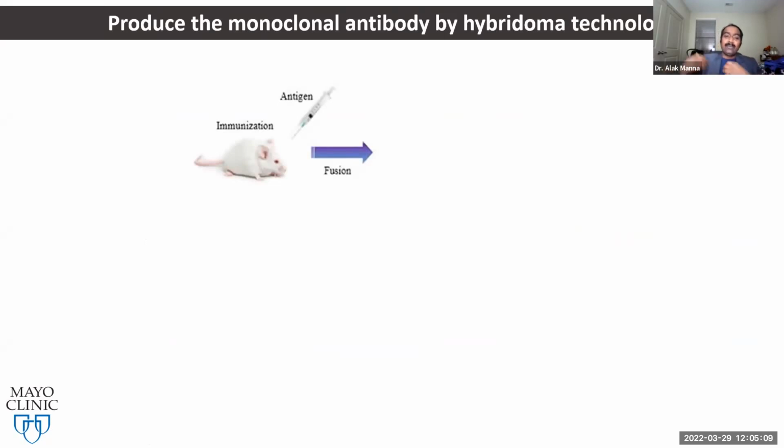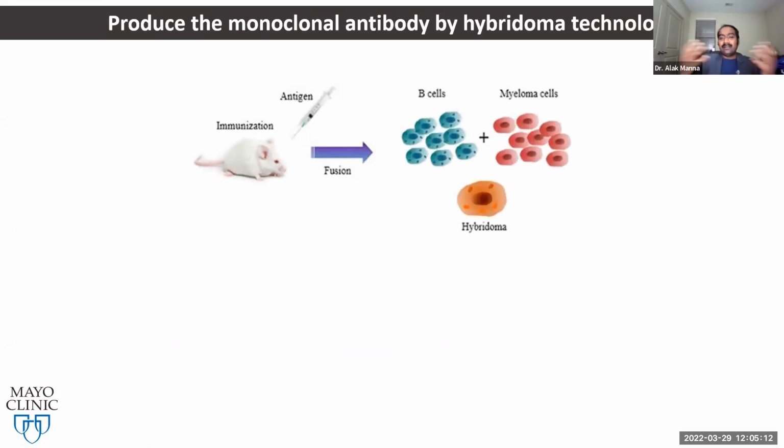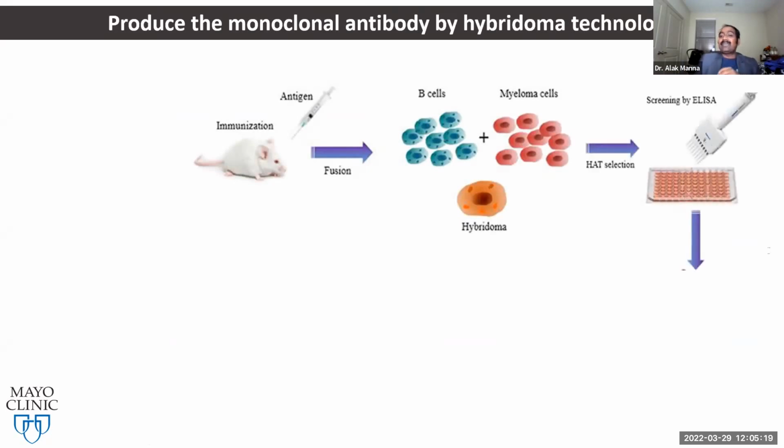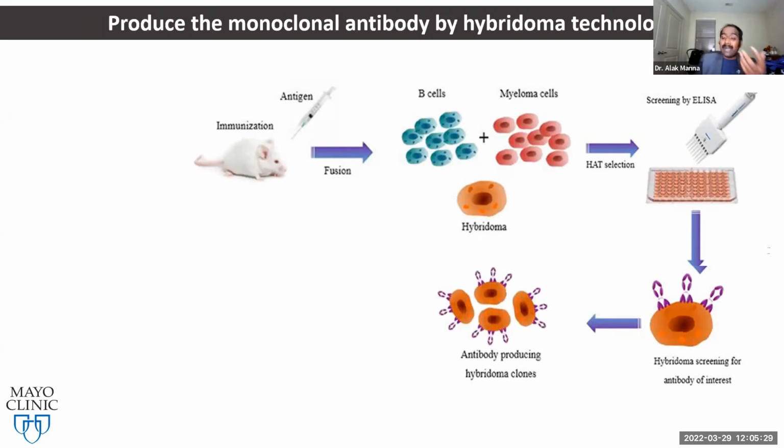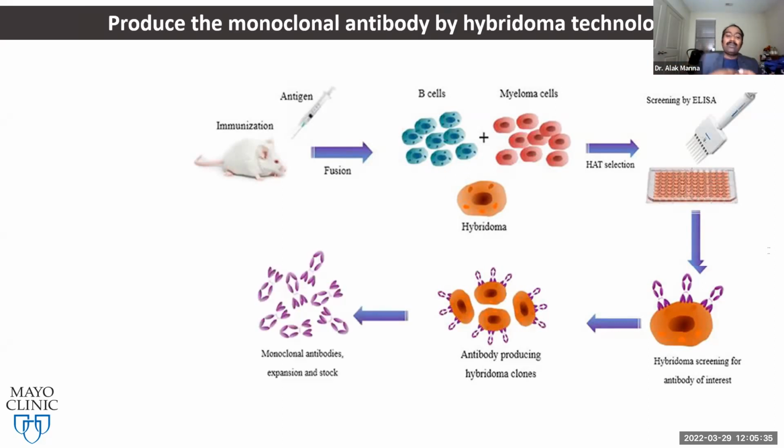So we identify the antigen, we immunize the mouse, and then we collect different cells, B cells, and fuse them with myeloma cells. And then we select them by HAT selection. And then we screen those hybridomas for the antibody of interest that we are working with. And then we identify those antibody-producing hybridoma clones, and we expand those. And then we identify the monoclonal antibody, expand it, make a stock, and send it for sequencing. And then we test those antibodies for specificity, and we get the sequence back from the sequencer, and then we develop those sequences as a CAR to insert into the CAR construct.